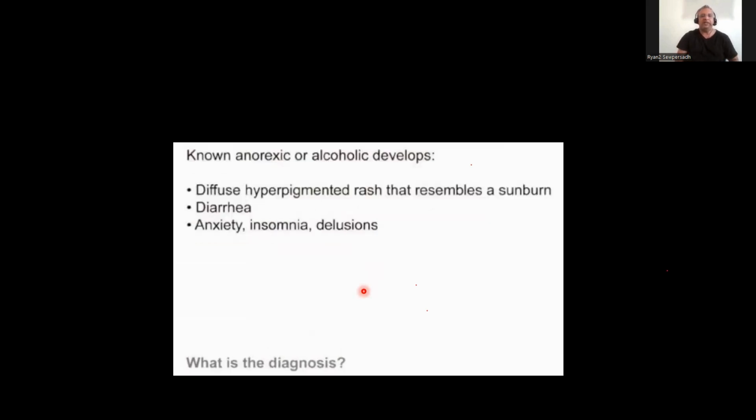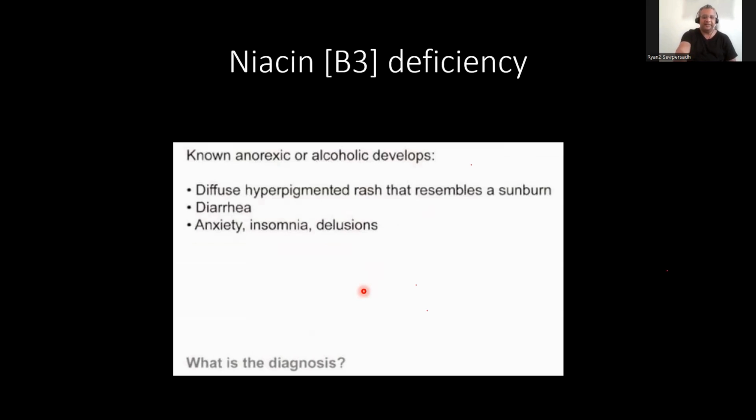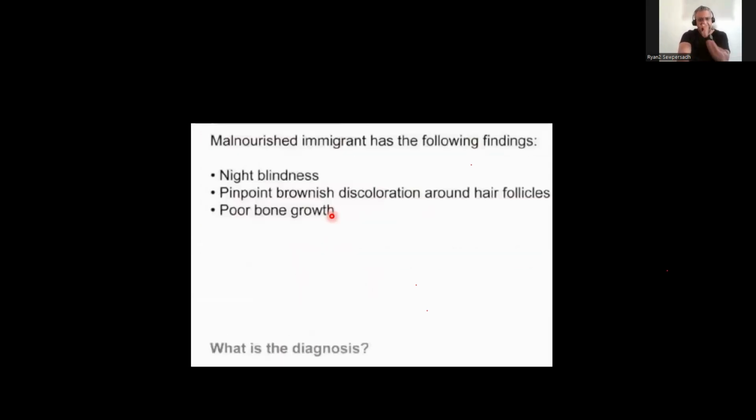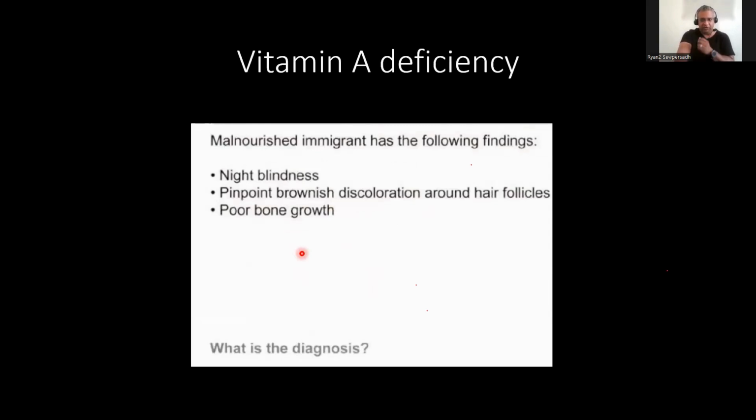Known anorexic alcoholic has diffuse hyperpigmented rash that resembles sunburn. So this is probably Casal's necklace, and this is niacin deficiency, pellagra. Homeless drug abuser presents with bleeding gums, petechiae, etc. You guys know this is scurvy. So vitamin C deficiency. Malnourished patient with night blindness. That's all you have to say. There's vitamin A deficiency, which we spoke about.